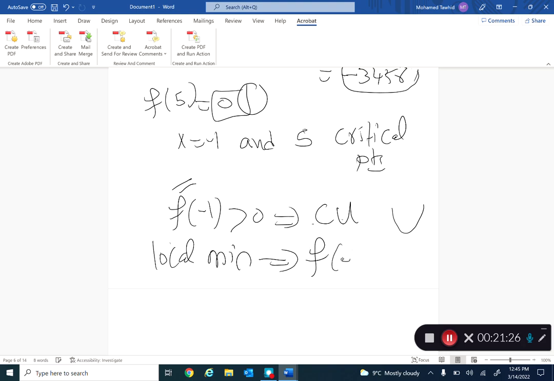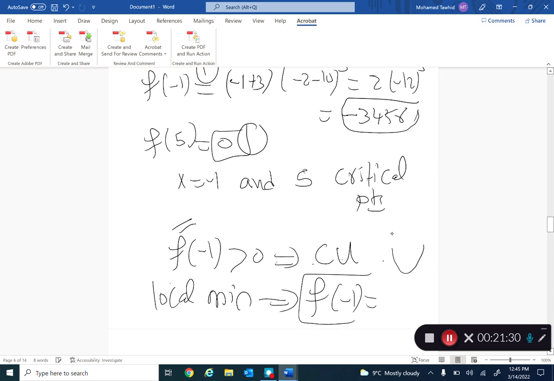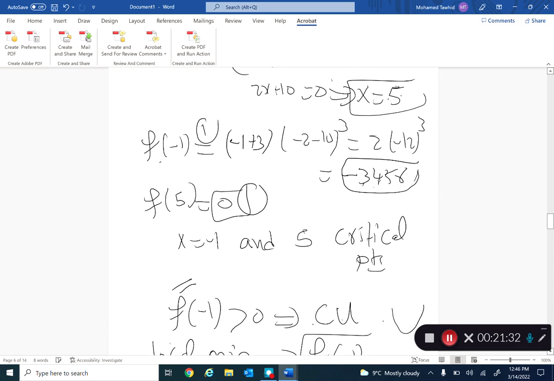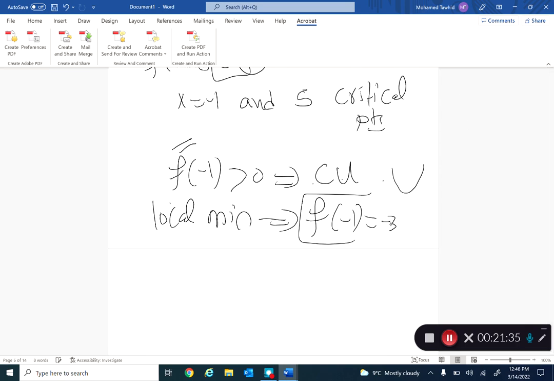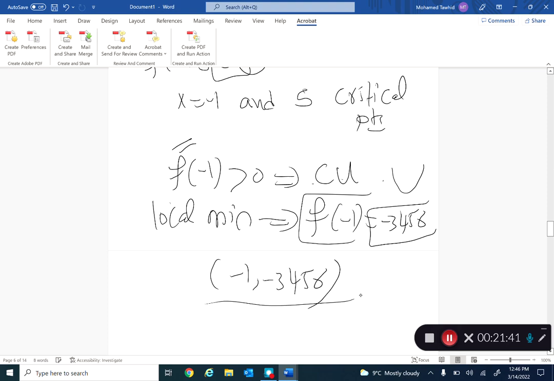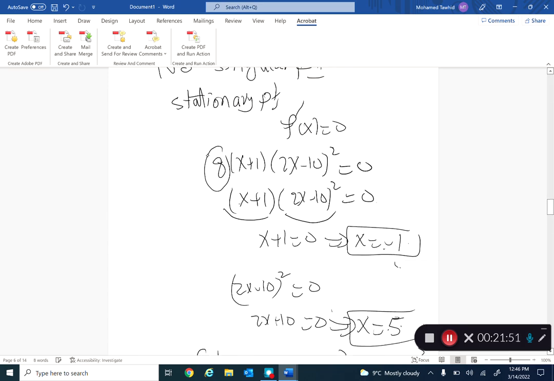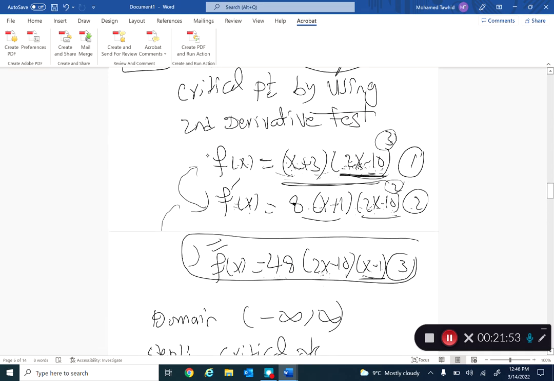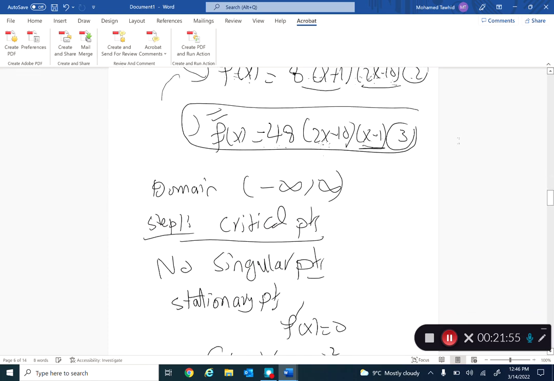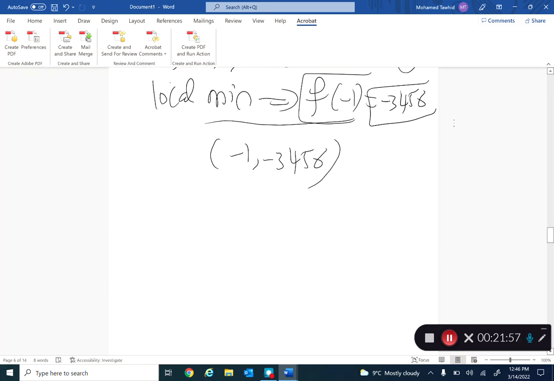It should be f at -1, which is the number that I got here. Look what you have, f at -1, -3, 4, 5, 6, and that is your local minimum. So your local minimum is 3, 4, 5, 6. So I replace f at -1. I put it in equation 1 because that is the original one here, and I just replace x by -1. You get the number that is our local minimum.